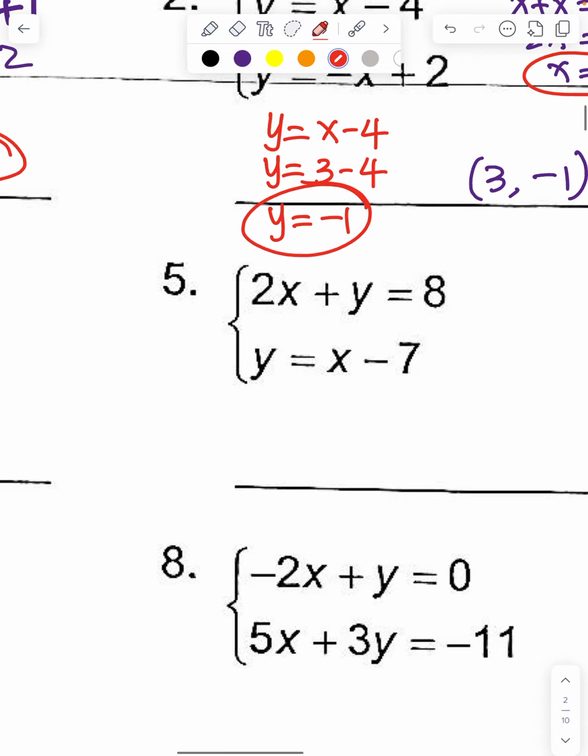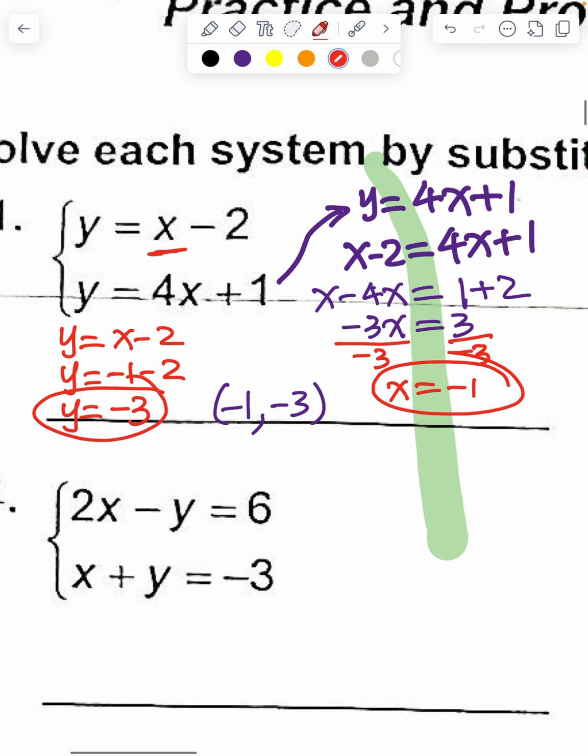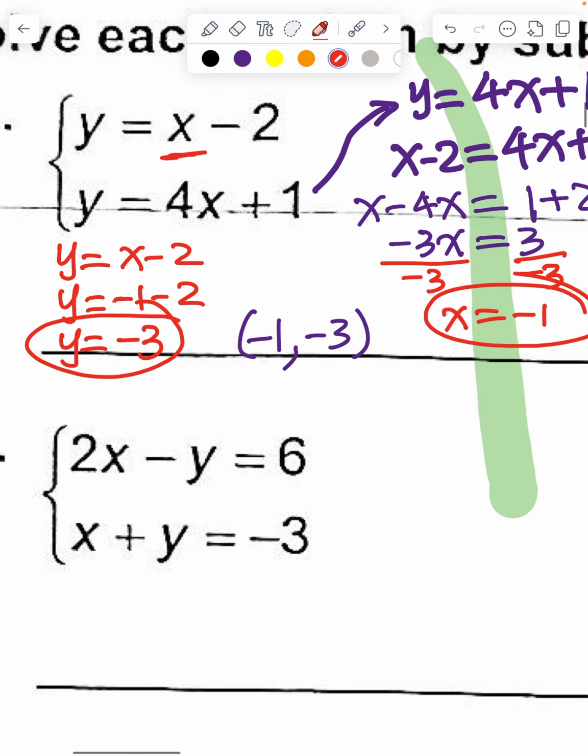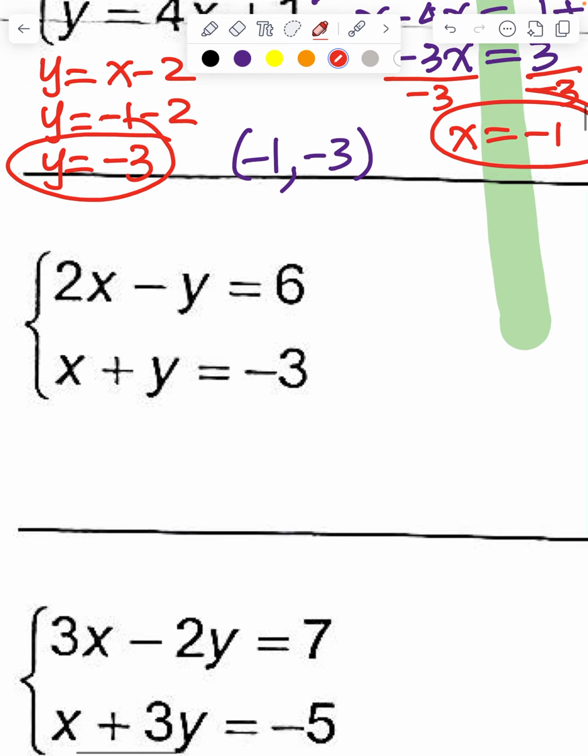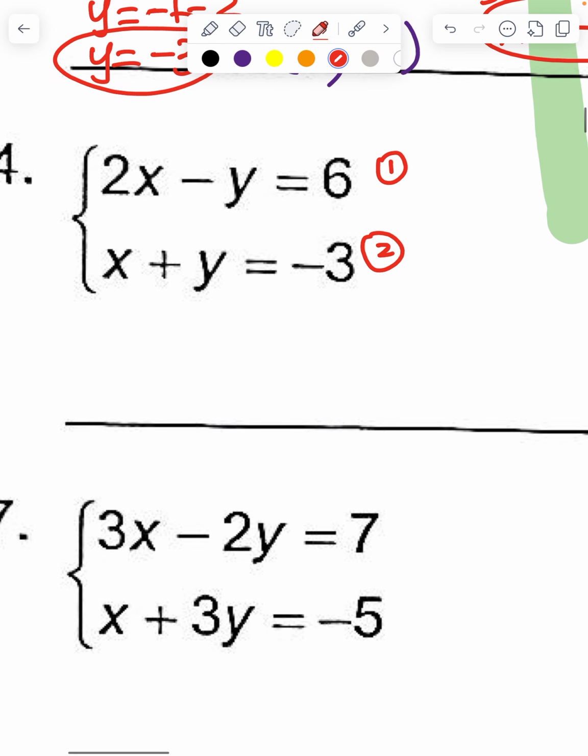Number 4. Number 4, by substitution. Okay. By substitution, now we have two equations, the first one and the second one. From the second one, I can change x or y. Let me change y. So y equals negative 3 minus x, right?